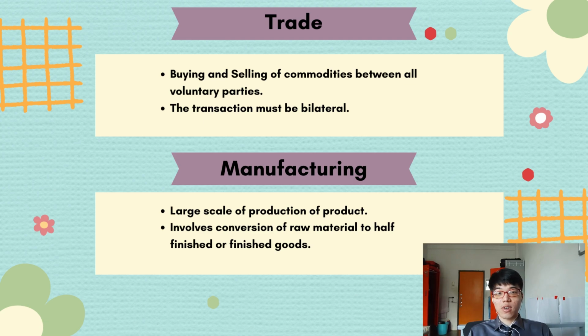And then the second one is manufacturing. Manufacturing means production of products on a large scale. Usually it involves the conversion of raw material to a finished product. So this is manufacturing. The income earned from manufacturing and trading is chargeable under the Income Tax Act as business income.